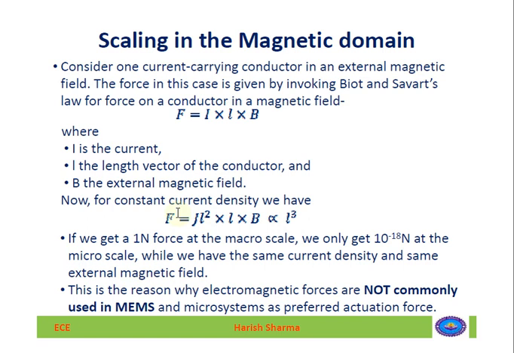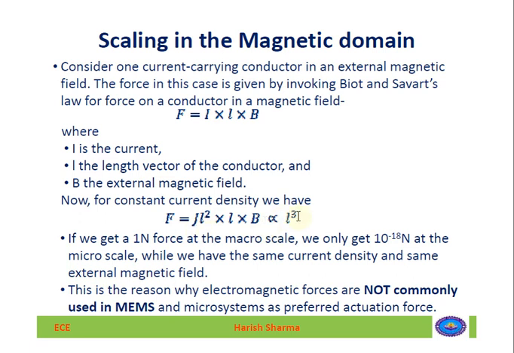Again, instead of two conductors carrying current, we take a single current carrying conductor in a constant magnetic field B. For that, the force F can be written as I cross L cross B, where I is the current, L is the length of the conductor, and B is the magnetic field. Now writing this in terms of L squared, I is J into A, or J into L square, so F is proportional to L cube here.